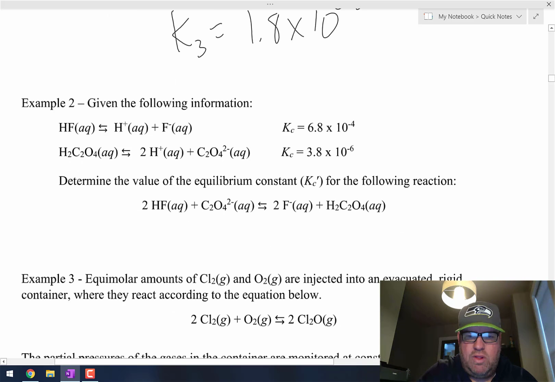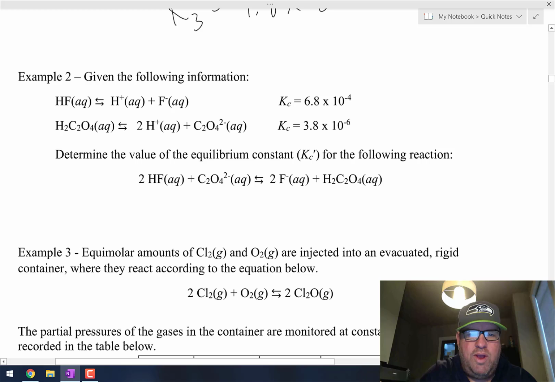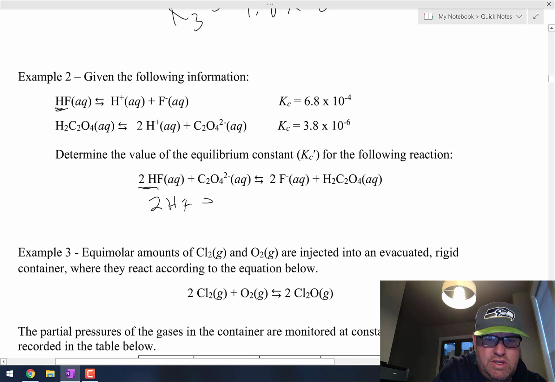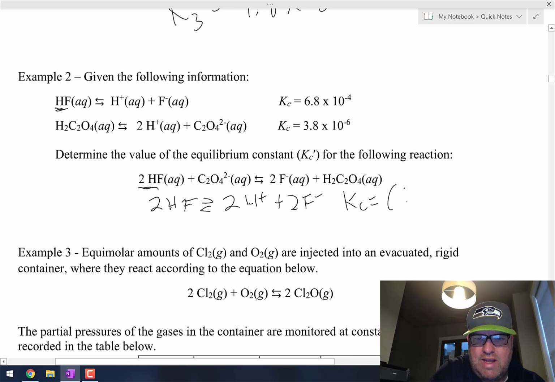Determine the value of the equilibrium constant Kc for the following reaction. So here we're going to have to do more than just add them together, because right away I see two HFs. Here I just see one HF. So I am going to double that first equation. So that's going to become 2 HF in equilibrium with 2 H pluses and 2 F minuses. And Kc for that is now going to become 6.8 times 10 to the minus 4th squared.